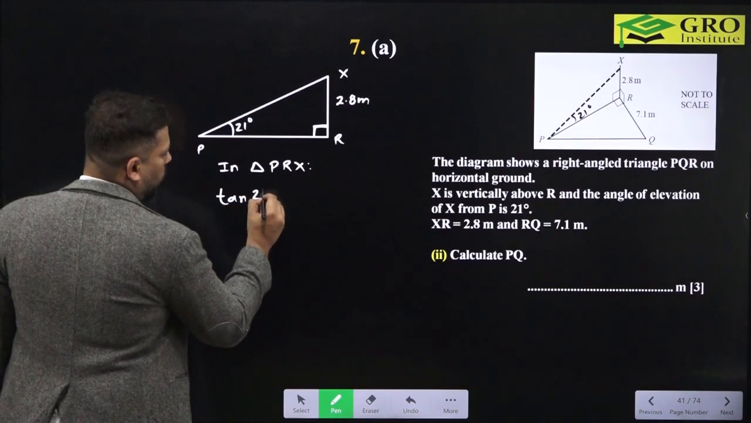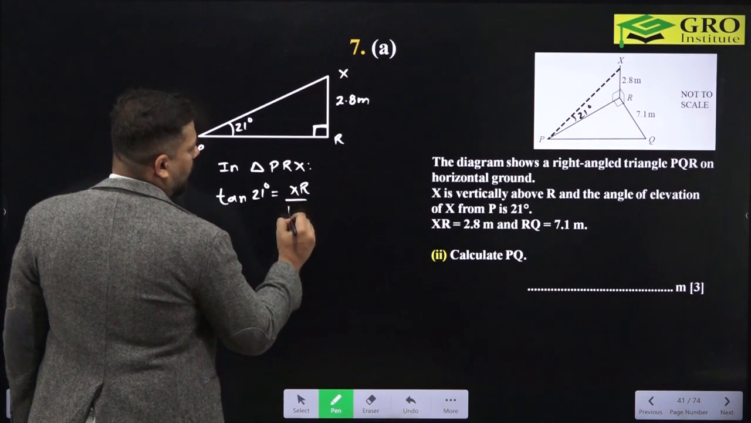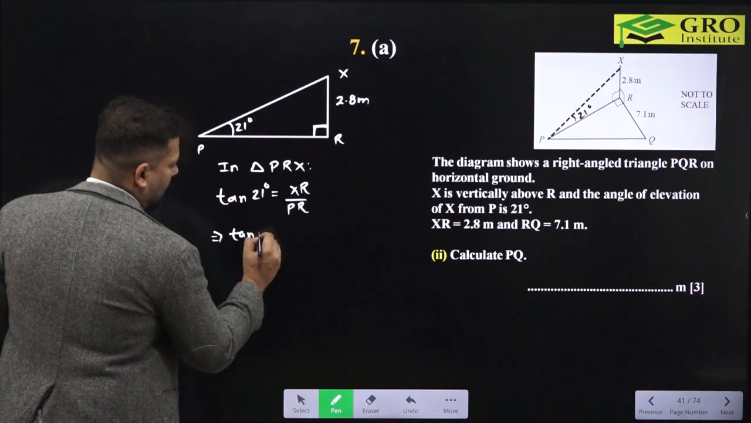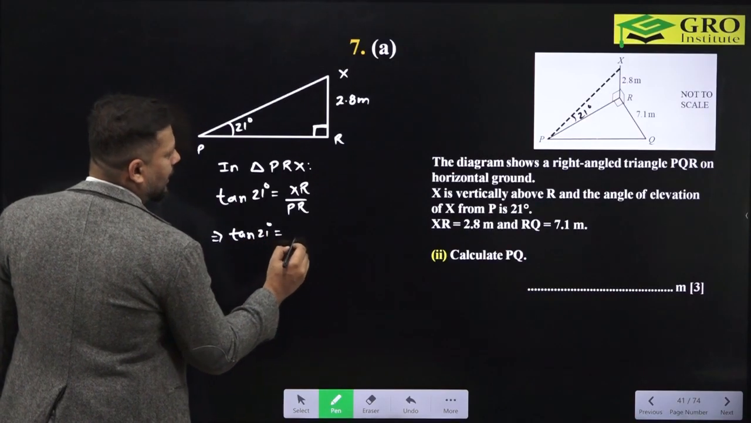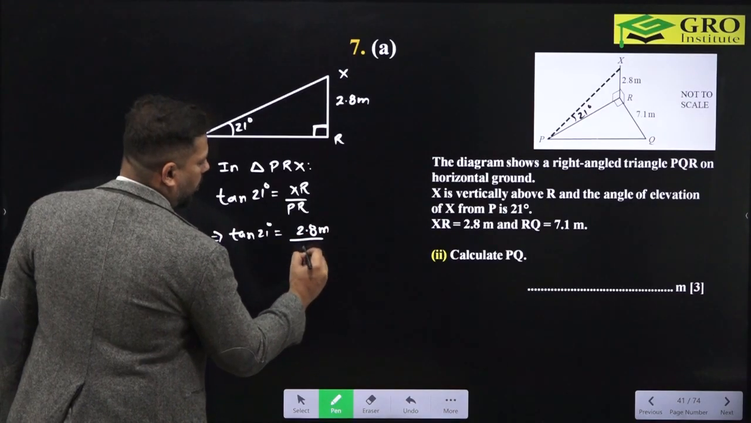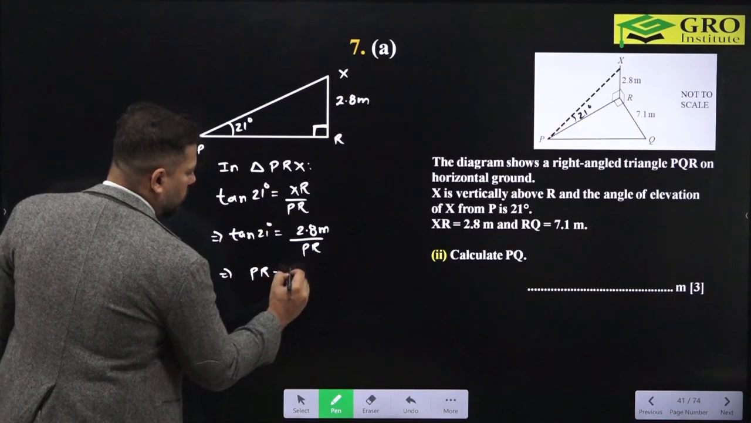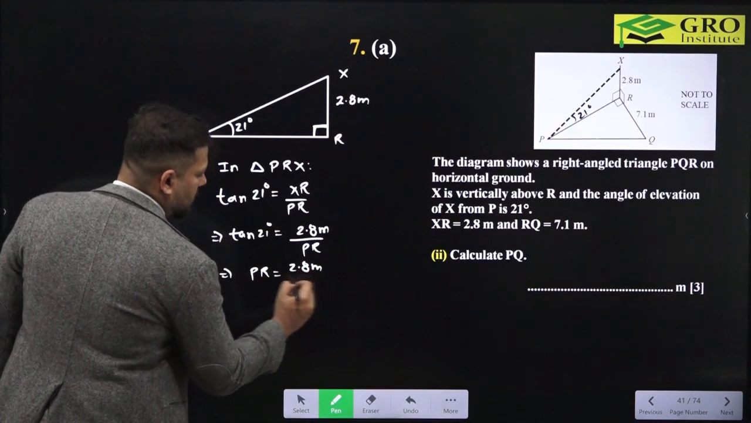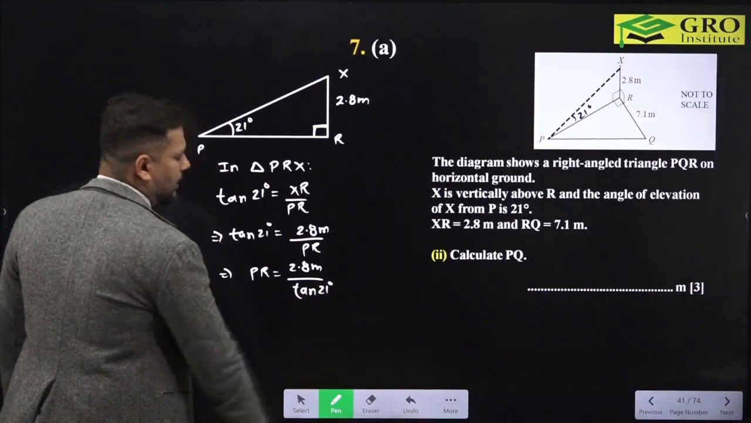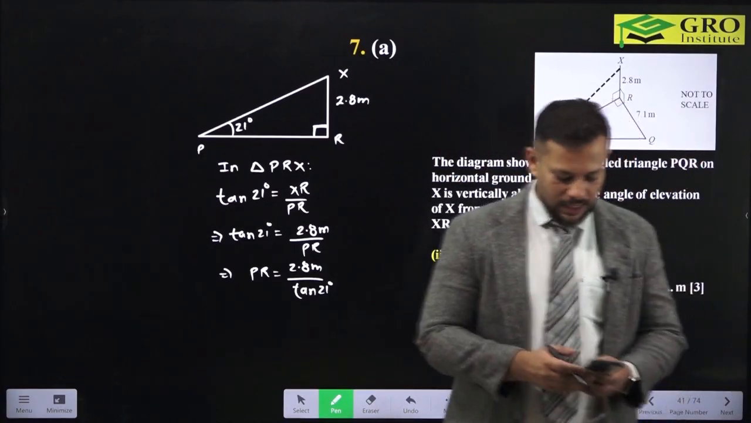Tan 21 degrees is equal to XR upon PR. So if I transpose it, I'll get tan 21 degrees equals 2.8 meters upon PR. That means PR is going to be 2.8 meters divided by tan 21 degrees. Let us quickly find out the value of tan 21 and then we will use it.